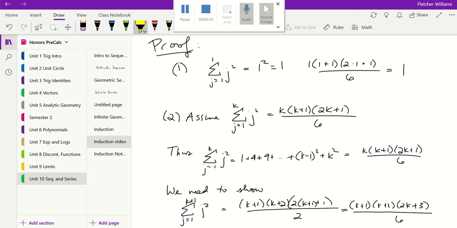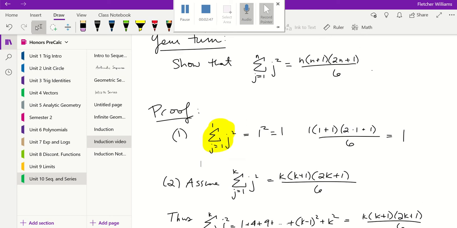The base case is simple. You just plug in 1 to this formula for j squared. So from 1 to 1, you plug in j equals 1, you get 1 squared, that is 1. Okay, well then plug it into the formula that we think is true. So you plug 1 in there. 1 times 2 times 3 over 6 is 1. So that's the base case. Check. It is true for 1.